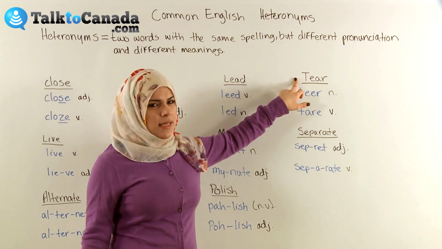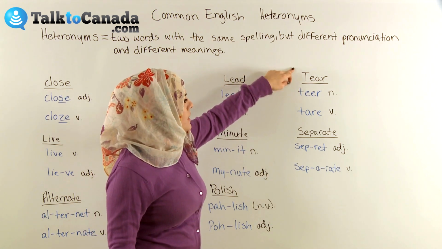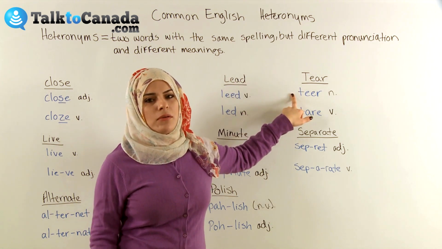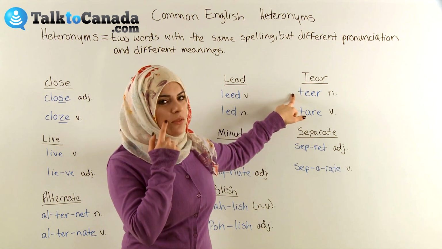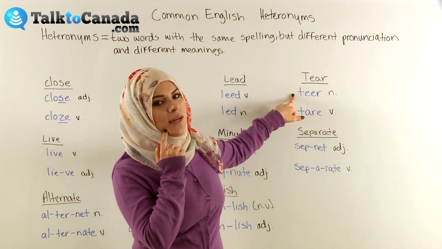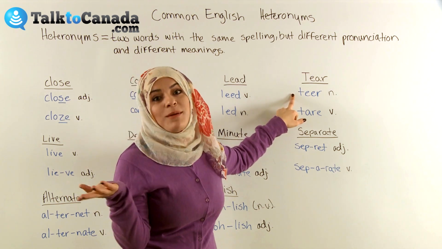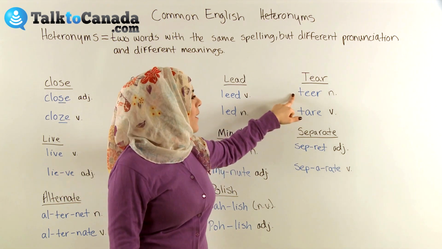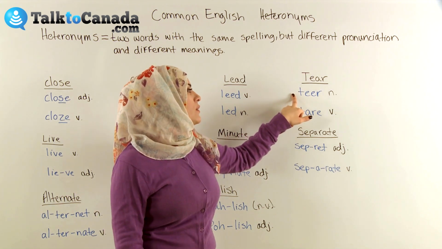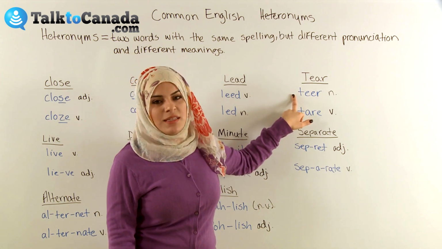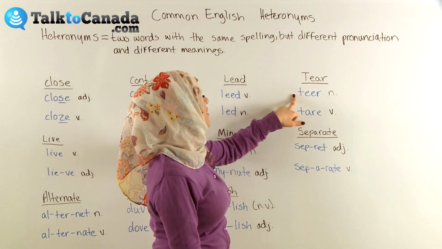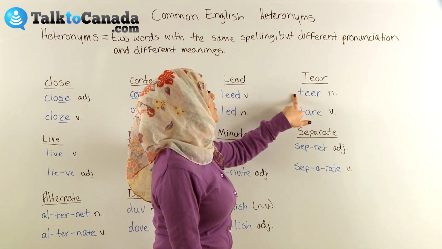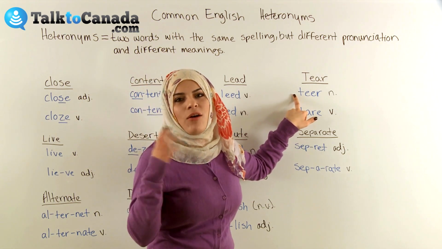Tear or tear. Tear is a noun. That's a tear. When, you know, the water that comes out of your eyes when you're sad, or sometimes when you're happy. The baby's tears were all over the place. Actually, that doesn't make a lot of sense. Her tears were dripping on the floor.